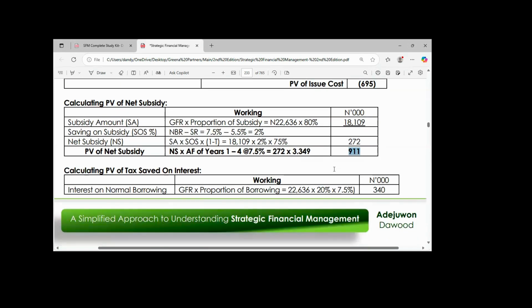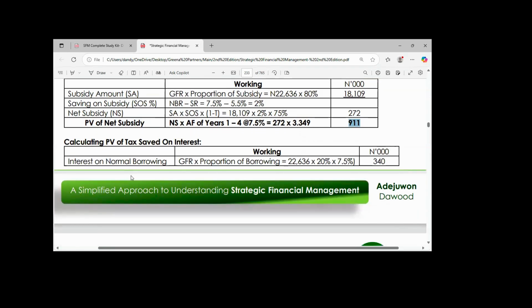The last one is interest. So we need to calculate the present value of tax saved on interest. I told you there are 3 procedures when you want to calculate the PV of tax saved on interest. The first procedure is to accumulate all interest elements. The second step is to calculate tax saved on interest. Then the third procedure is to calculate the PV of tax saved on interest. So the first one, we want to accumulate all interest elements.